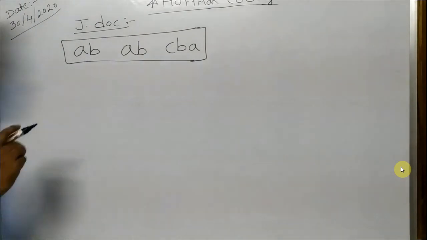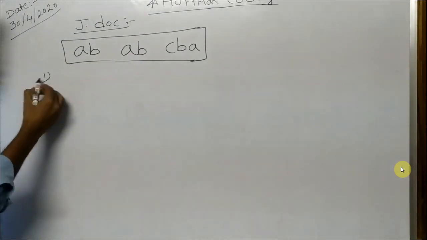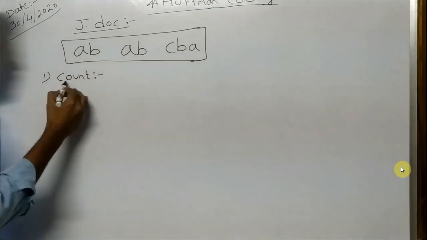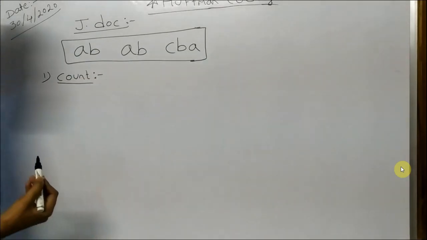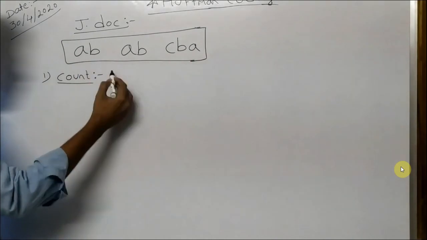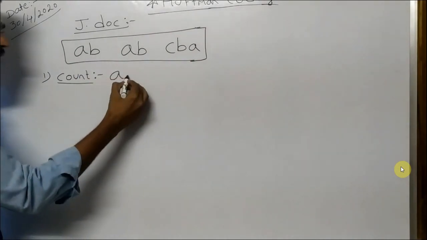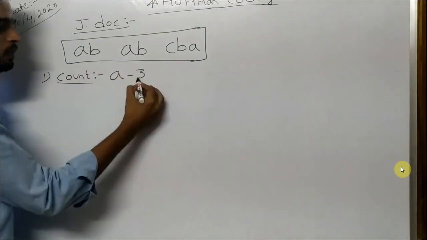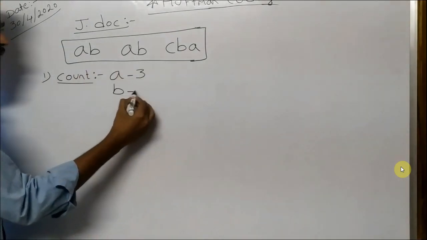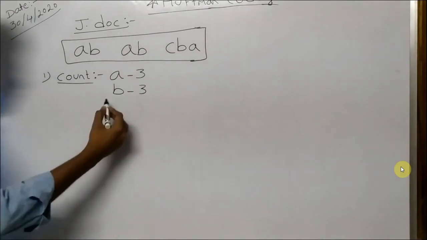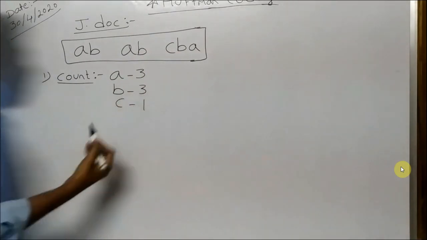First, what we need to do? We need to count the total frequency of each and every character. How are we going to count the total frequency of each and every character, right? I am going to find out A's frequency. A is occurring 1, 2, 3 times, and B is occurring 1, 2, 3 times. C is occurring 1 time.